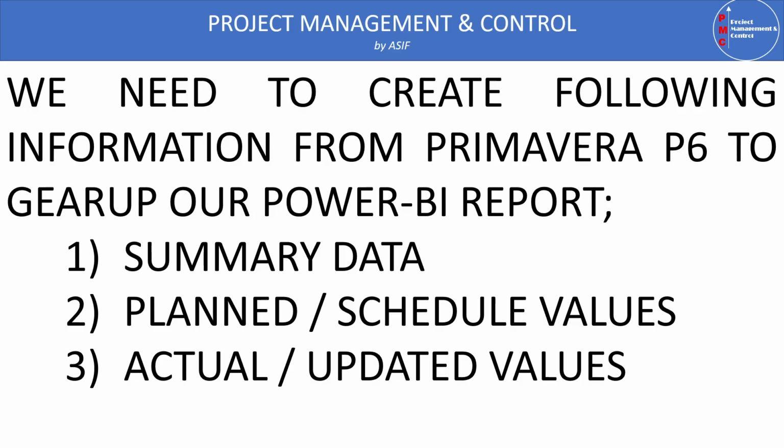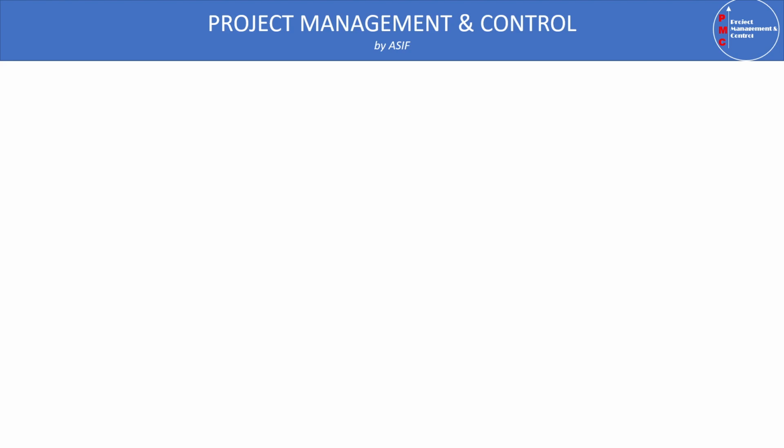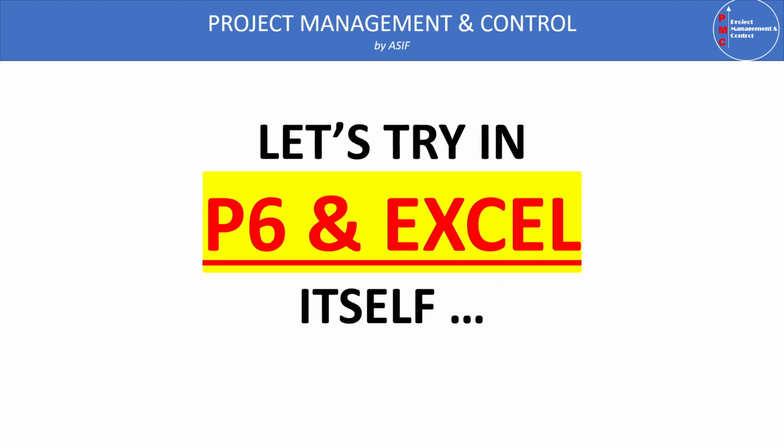Then we have plan and schedule values. This is nothing more than copying our baseline program from Primavera P6 to Excel, but we need some specific columns to be there. Once you do this, you make sheets for your activity codes, and then once our program is finalized, you start updating the program. You can make the actual update values from the updated program. So let's see how we can do it using P6 and Excel.